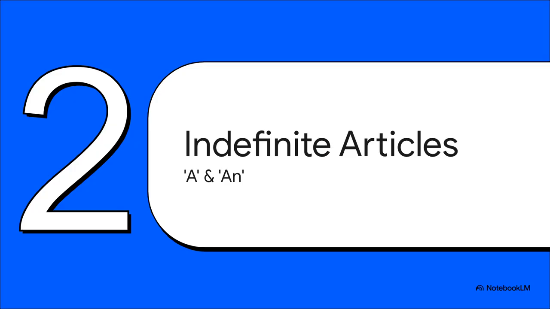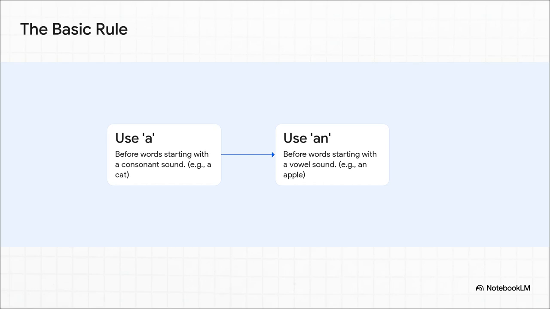It's time to decode the first set of tools in our code-cracking kit, good old a and an. Now, the basic rule here seems pretty straightforward, right? Use a before a word that starts with a consonant sound, like a dog or a big tree. And use an before a word that starts with a vowel sound, a, e, i, o, or u, like an octopus or an idea. Simple enough?